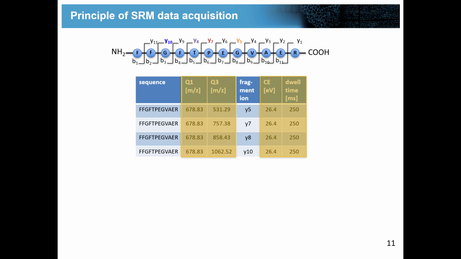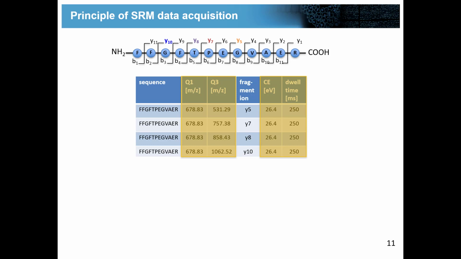So you have the Q1 and the Q3 m/z values. These are the m/z value you would like to isolate in the first quadrupole, and the corresponding fragment ion you would like to isolate in the third quadrupole. In this example, these are the same precursor, and then y5, y7, y8, y10 as the 4 different fragment ions. And then there are 2 additional columns essential for every SRM experiment.